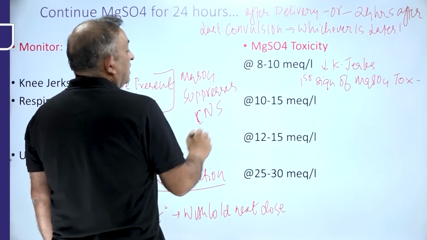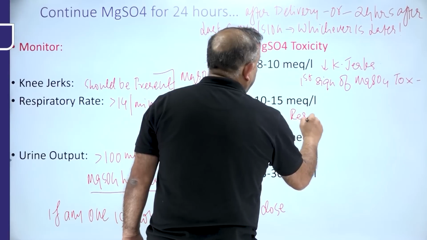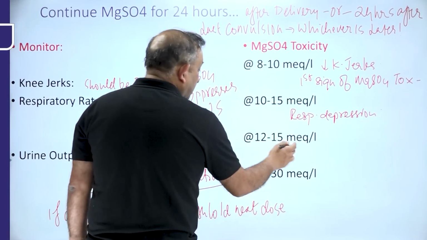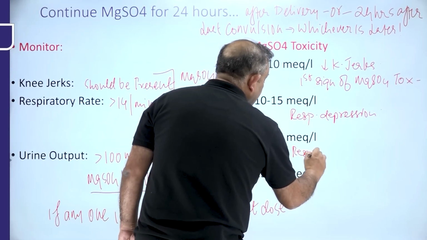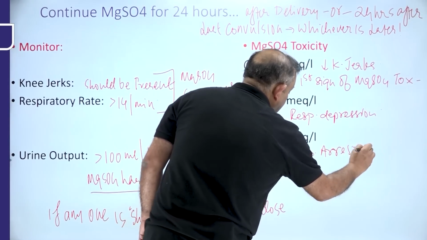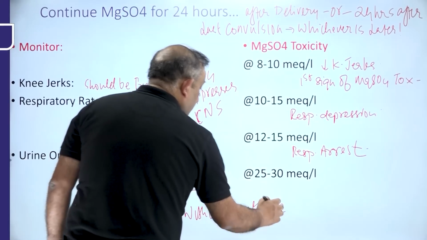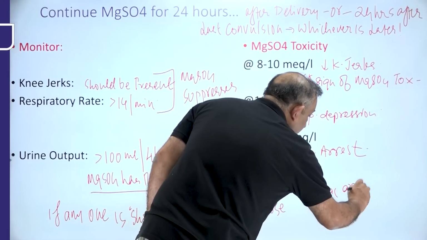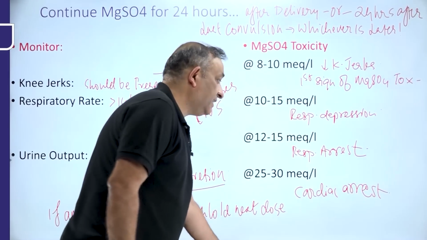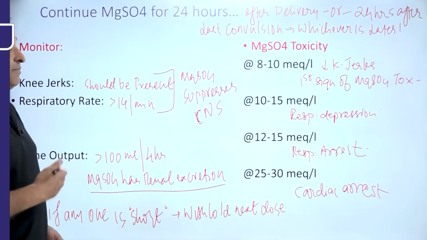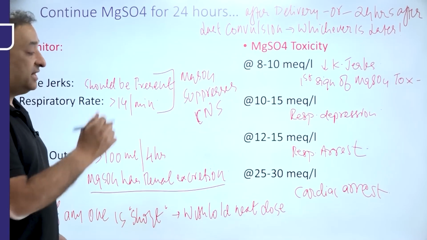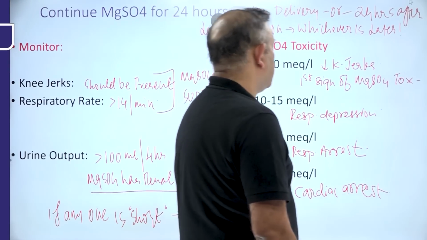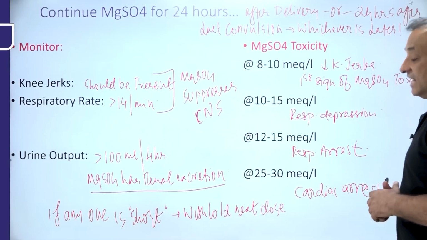All right. Then at 8 to 15, you will get respiratory depression, respiratory suppression, you can say. And at 12 to 15, you may get respiratory arrest. And at 25 to 30 milliequivalents, you get a cardiac arrest. So that's why we say monitor the magnesium sulfate, and if it is not cleared properly, these can happen. So what is the treatment of magnesium sulfate toxicity? Please remember, the treatment of magnesium sulfate toxicity is to give the patient calcium gluconate.